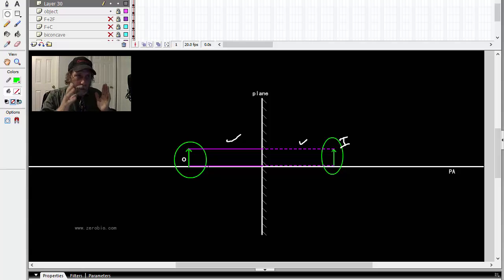Location is the fact that the image is the same distance behind the mirror as the object is in front of the mirror. Now, the type of image, this is the thing that gets people. This is called a virtual image. So what you're seeing here on the screen, this arrow over on this side, that is a virtual image. It's not really here. I mean, it can't be, can it? This is a solid mirror.